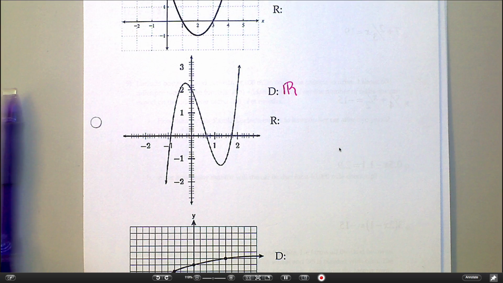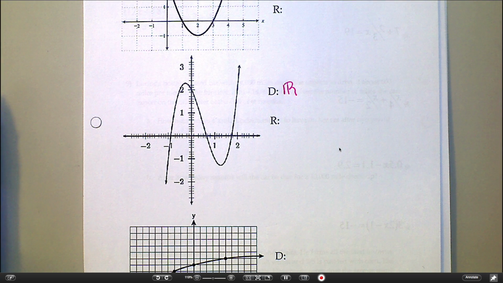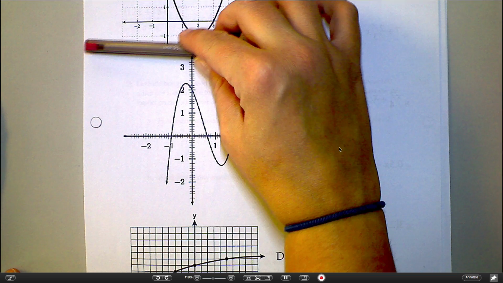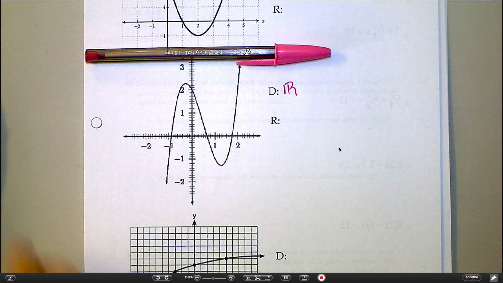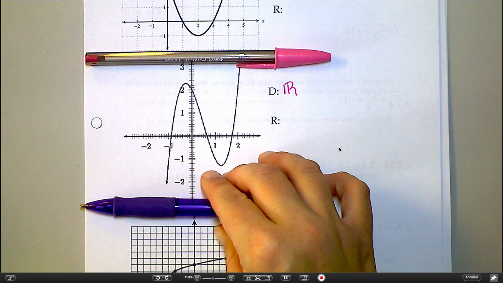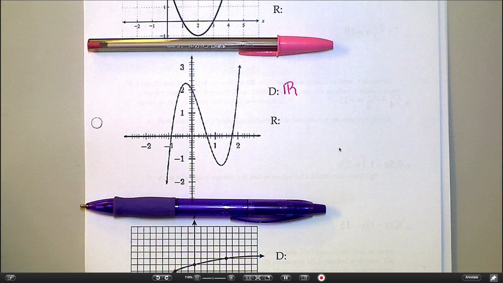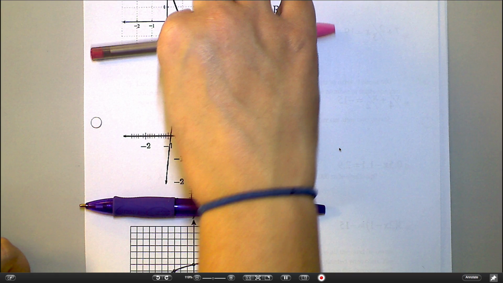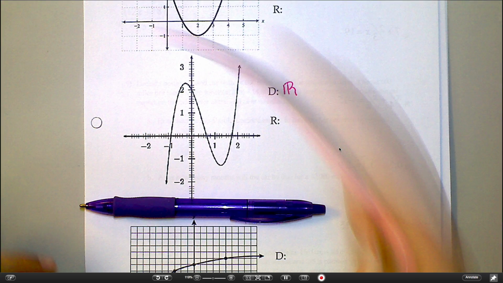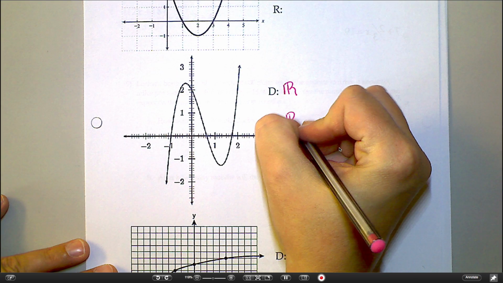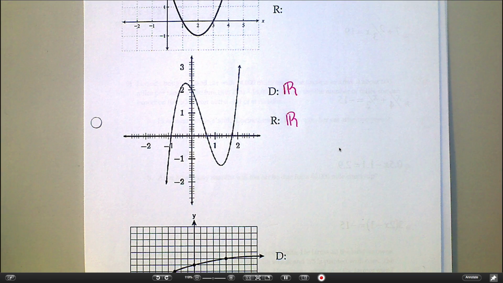Okay, now let's look at range. Range is the same idea. Normally we would find the highest point and the lowest point, but it's impossible to find the highest point because this goes on forever. So again, I'm going to ask myself, if I built a wall up here and if I built a wall down here, would my graph eventually touch both of my pens? The answer is yes. And then, are there any gaps in between? No. So my graph covers everything. So again, all real numbers. Domain and range here, all real numbers.